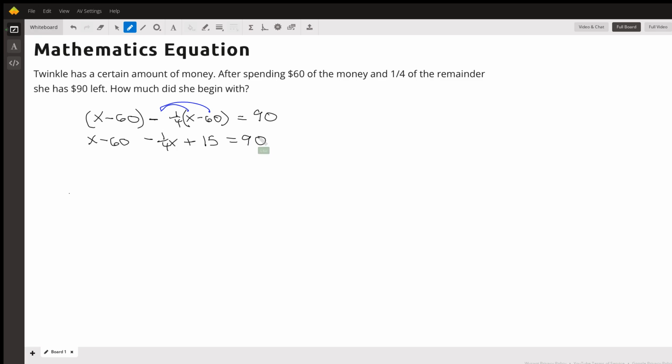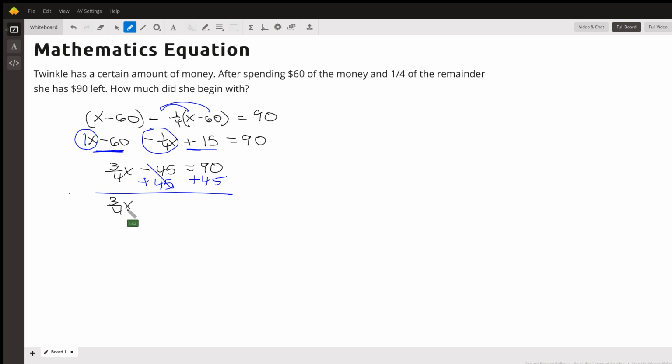And to solve the equation, I am going to combine my terms. And so there we have 3/4 x, because 1 minus a quarter is 3/4. And then when you combine the negative 60 and the positive 15, you get negative 45. And so now we just have a two-step equation to solve. We're going to add 45. And so we are left with 3/4 x equals 135.